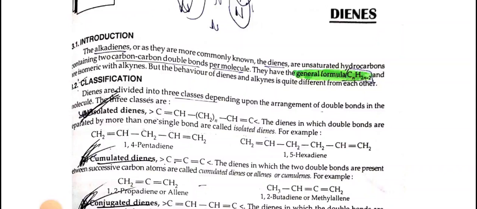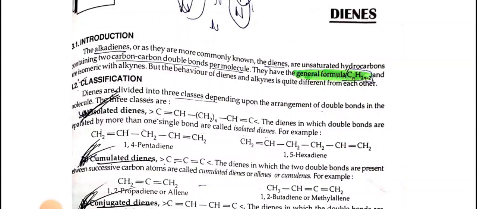3.2 Classification. Dienes are divided into three classes depending upon the arrangement of double bonds in the molecule. The three classes are: A. Isolated dienes, C=CH, then CH2, then CH=C. The dienes in which double bonds are separated by more than one single bond are known as isolated dienes. For example, 1,4-pentadiene, CH2=CH-CH2-CH=CH2, and 1,5-hexadiene.